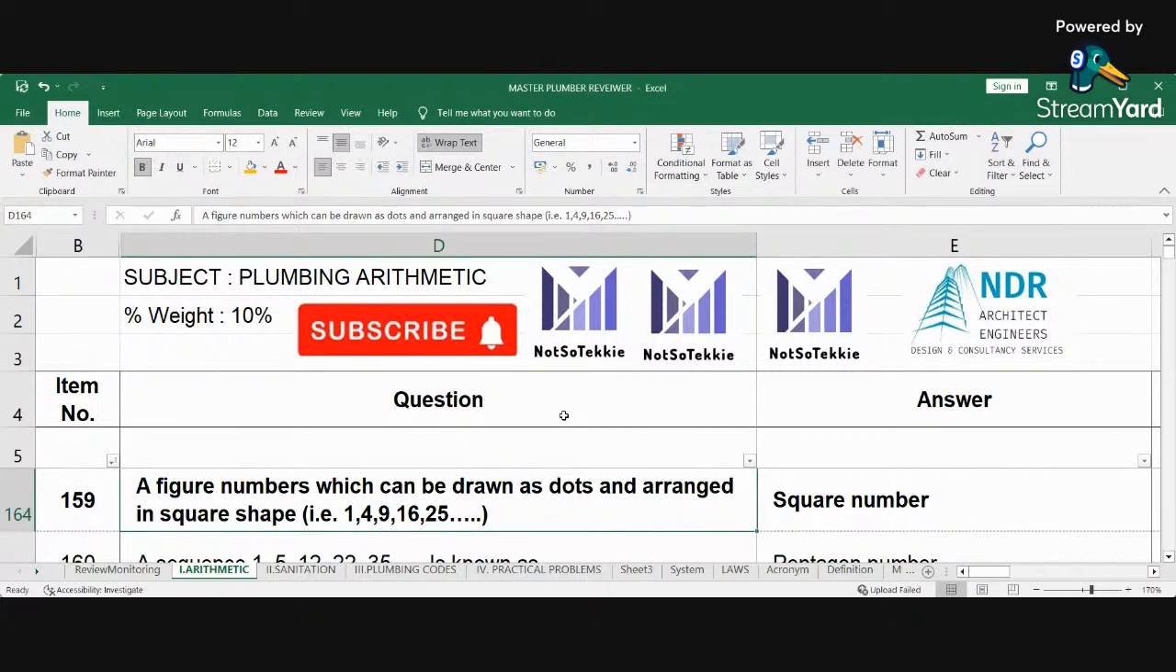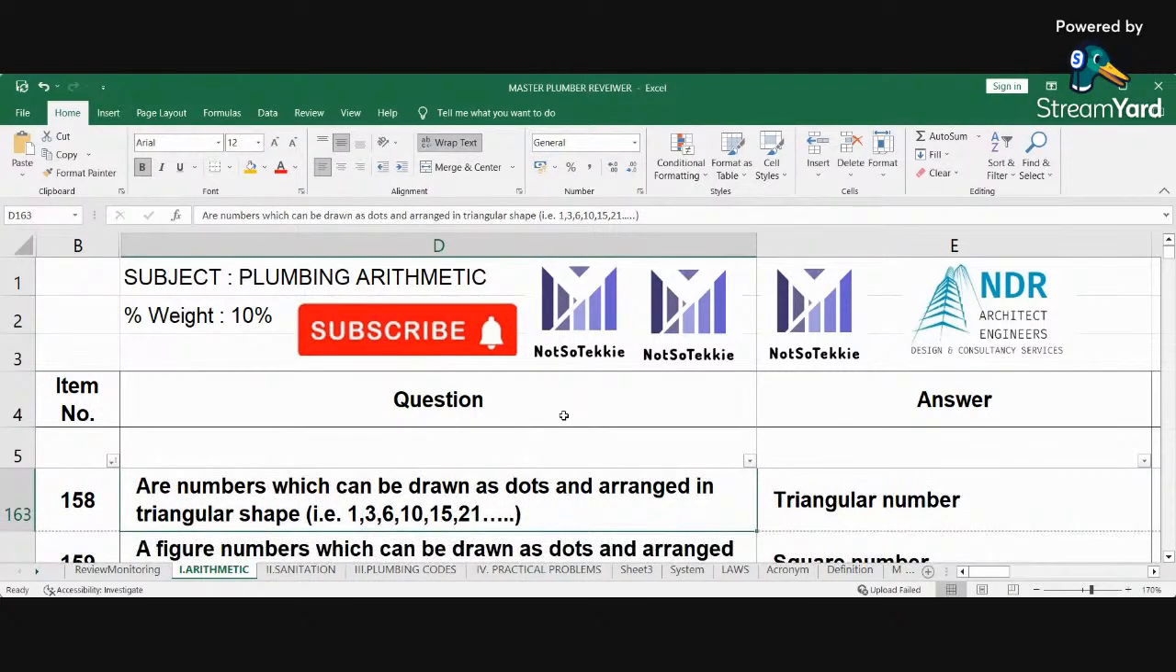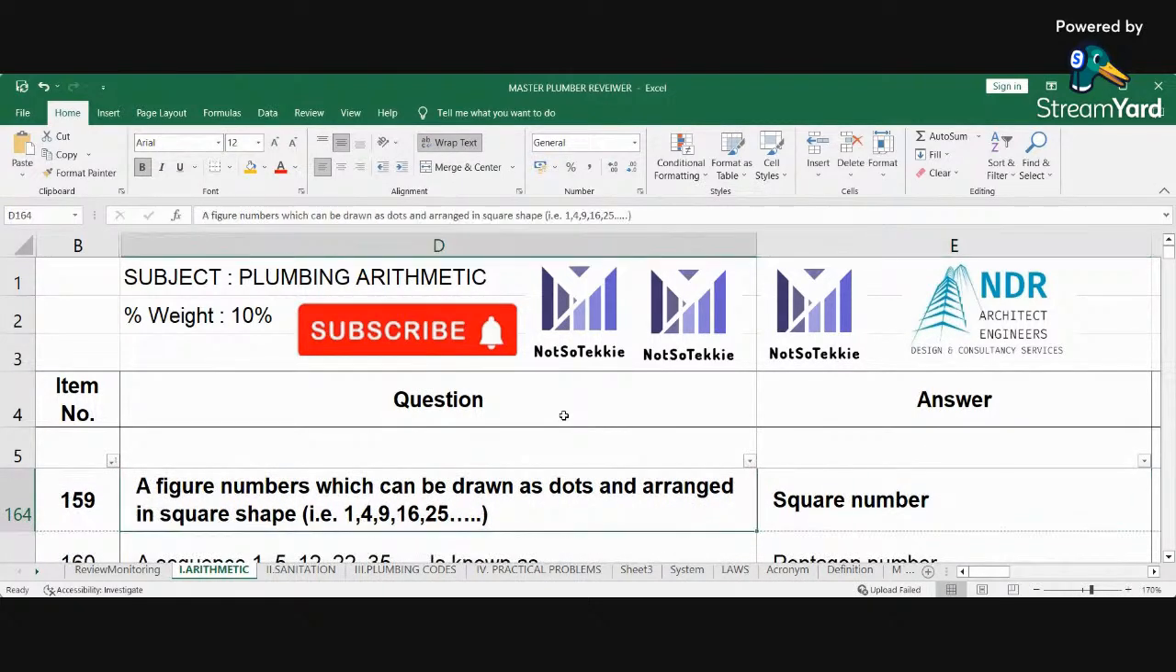Yan, obvious na yung tanong ha. Arrange in square shape. Kanina, arrange in triangular shape. Kaya triangular number. Ngayon naman, arrange in square shape.